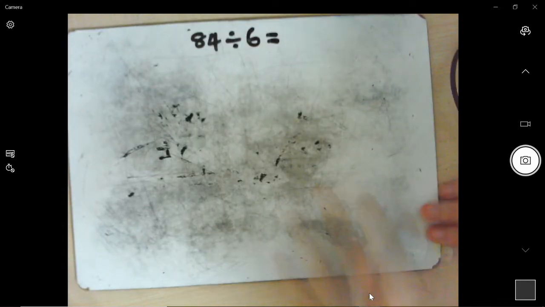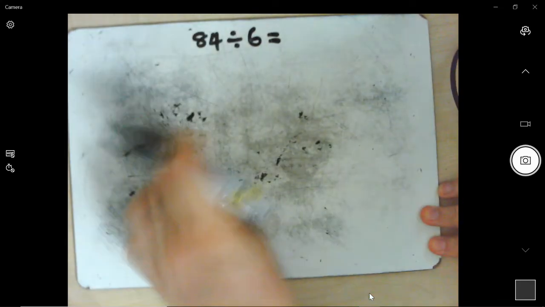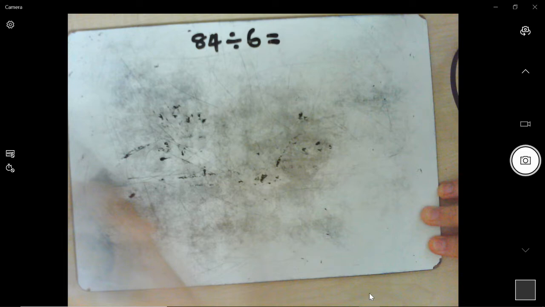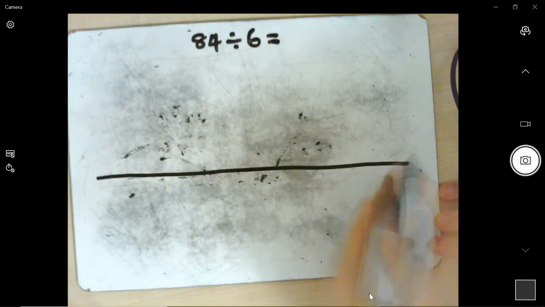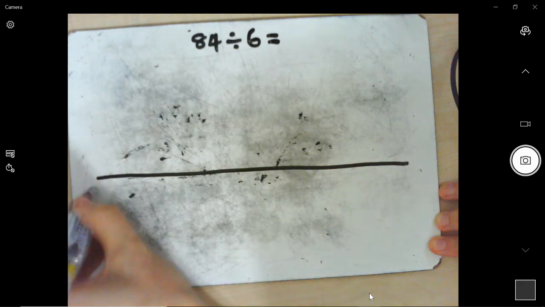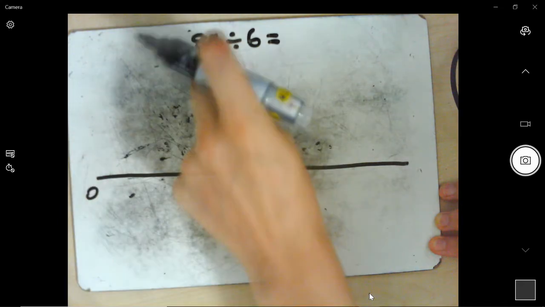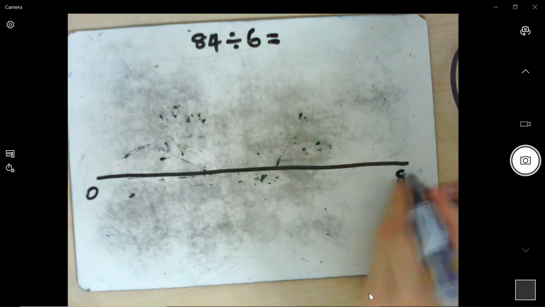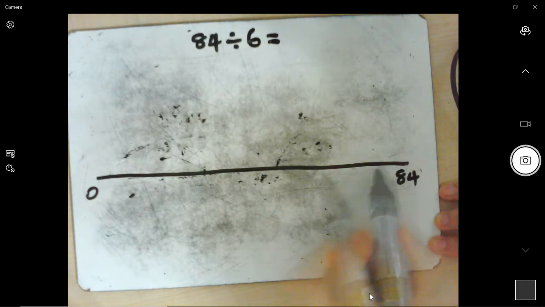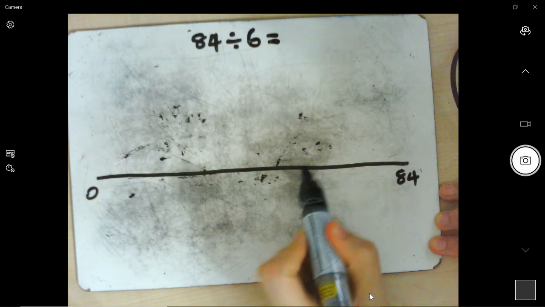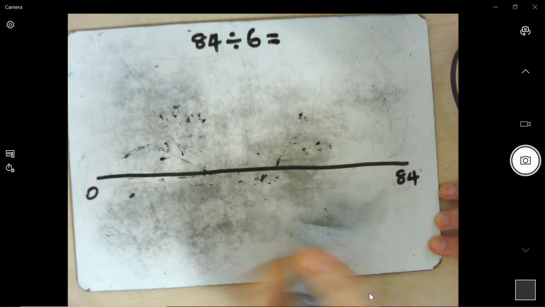So I'm going to draw my number line. I'm going to have 0 here. And I know my whole is 84, so I can put that in there. Now, what I'm going to do, I'm going to subtract groups of 6. Now, if I keep subtracting 1 times 6, 1 times 6, 1 times 6, it's going to take me ages.